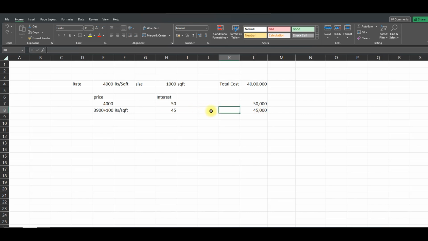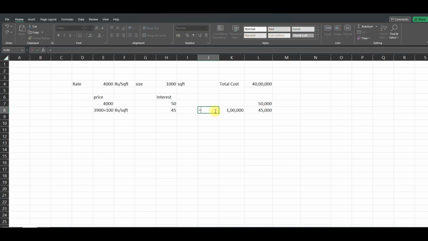Now the 100 into 1000 is equal to how much? It's 1 lakh rupees. Now the total amount that you are going to pay to the seller will be how much? That is equal to 1 lakh plus this 45,000 rupees, equal to 1,45,000 rupees.